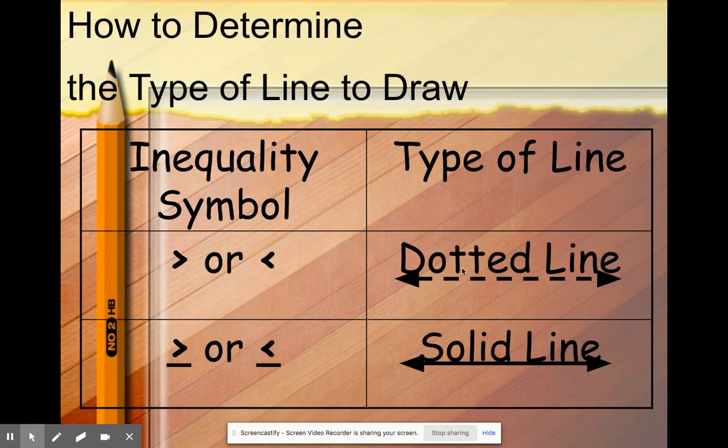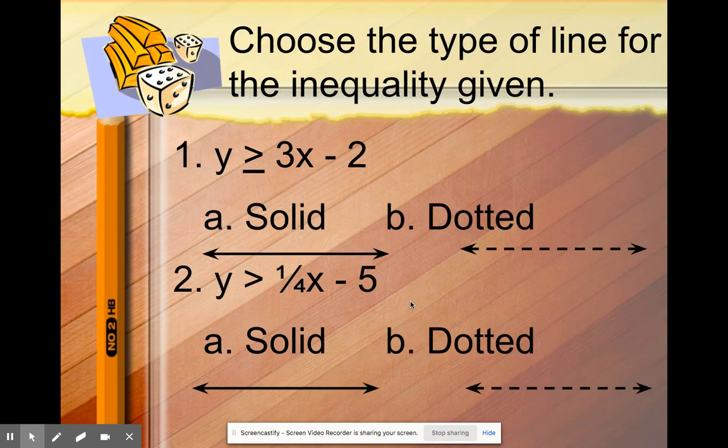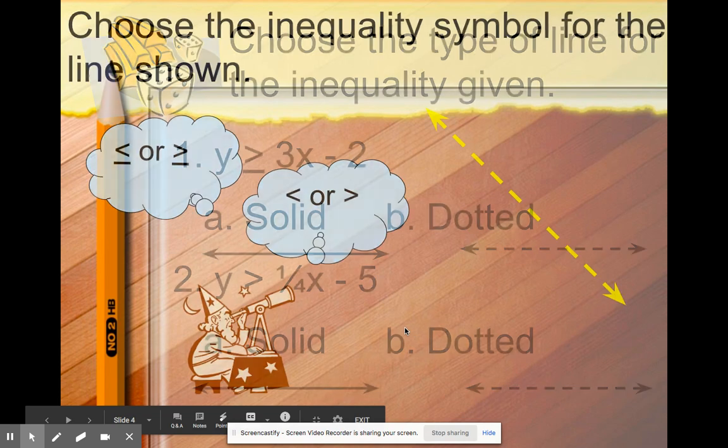Let's do some background, right? If you have a greater than or less than sign, you're going to have a dotted line. If you have a greater than or equal to or less than or equal to sign, you're going to have a solid line. This still holds true when graphing linear inequalities on a coordinate grid. Let's keep going. Choose a type of line for the inequality given. If you have y is greater than or equal to 3x minus 2, since it's greater than or equal to, we will have an A, solid line. Let's look at 2. y is greater than 1/4 x minus 5. Because it's greater than but not greater than or equal to, we will have a B, dotted line.